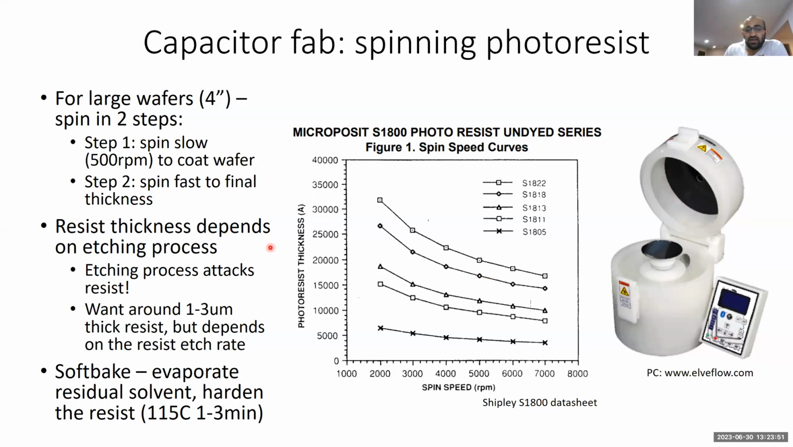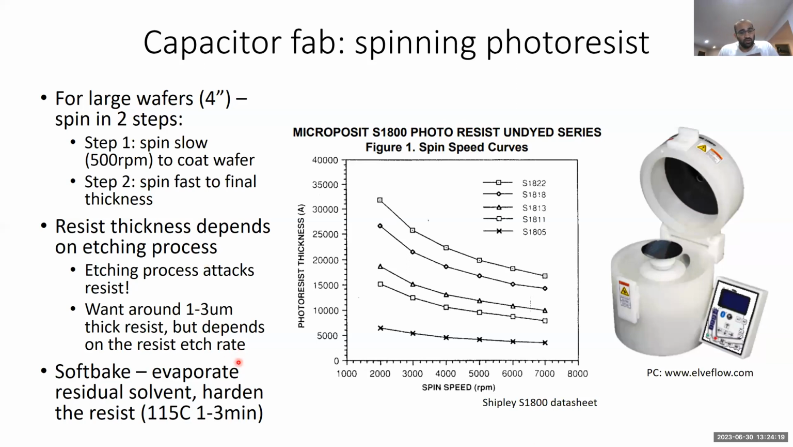When it comes to the thickness of your resist, you have to be mindful of the etching process that you'll use, which we'll talk about in a few slides, because the etching process might also attack the resist. So your resist needs to be thick enough such that the etching doesn't fully etch through your resist and attack the features on your pattern that you care about. For example, for our processes, we usually spin around 3 microns of resist.